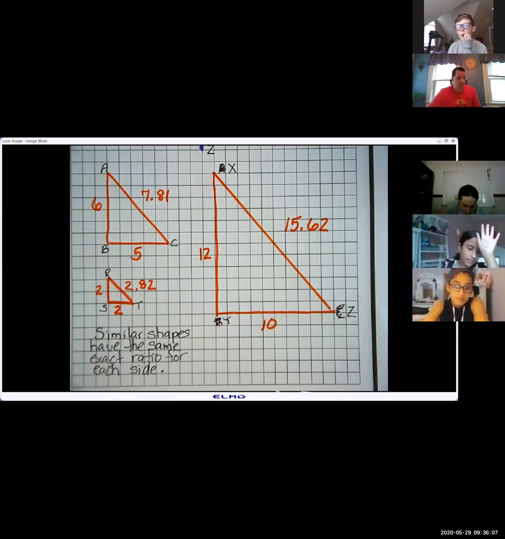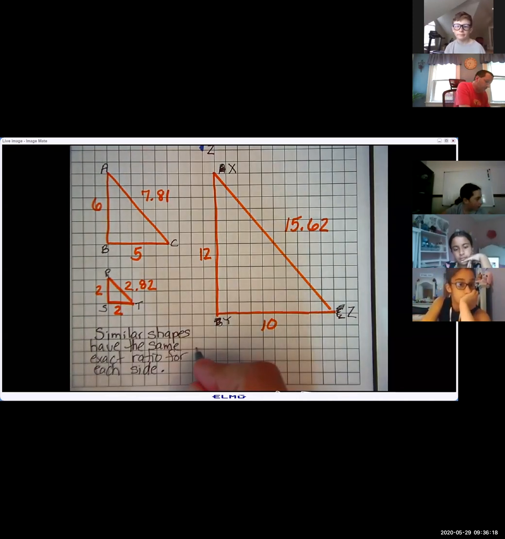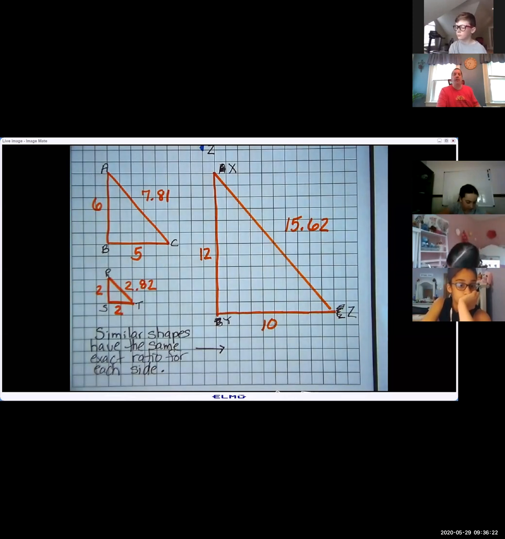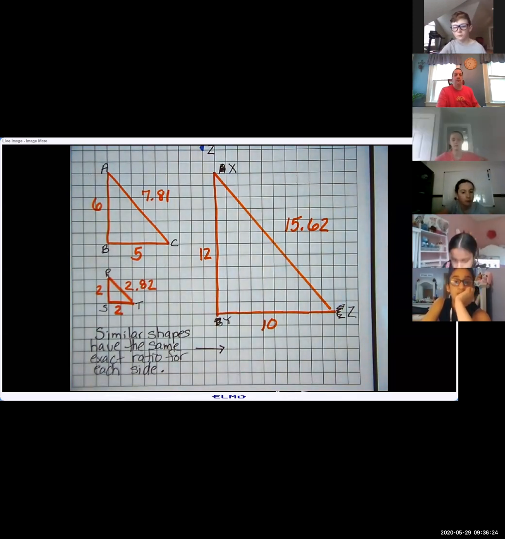Similar shapes have to have the exact same ratio? Right. They have to have the same exact ratio. What does that mean? In order to do this, we're going to do something. Let's find all the congruent sides. Let's find all the sides that match up.